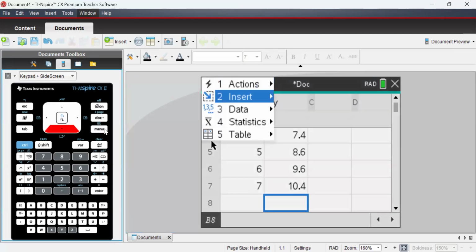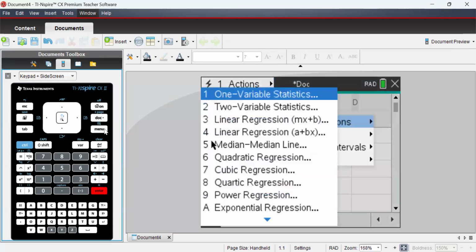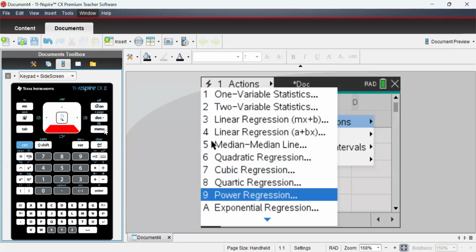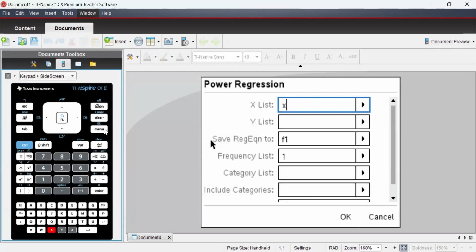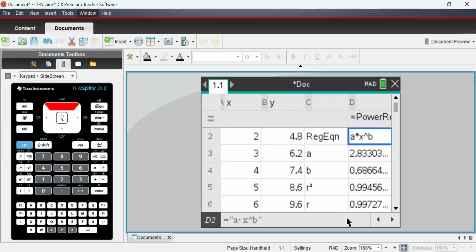All right, so menu, statistics, stat calculations. This time it's asking for a power function. So if you keep going down, you see power regression. That's the only thing that's different. Our X list is X, our Y list is Y. And again, we don't change anything else. Click OK.